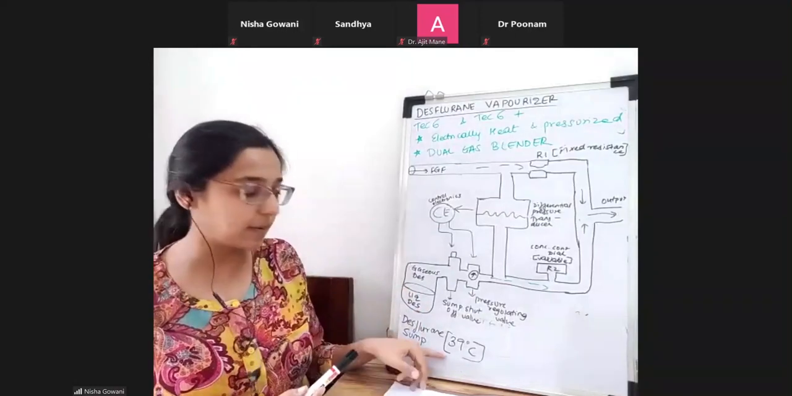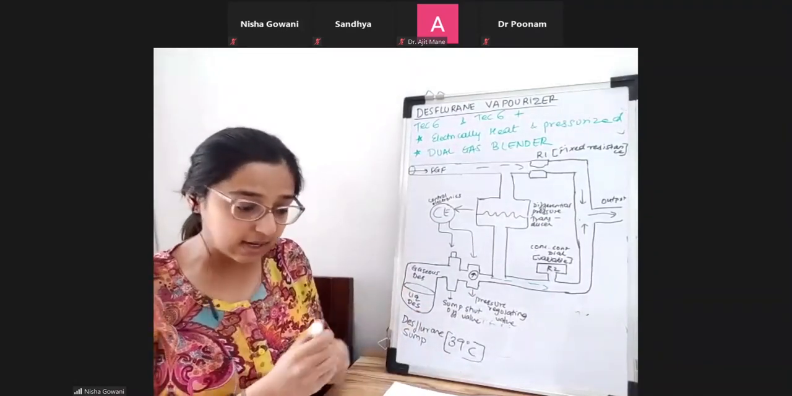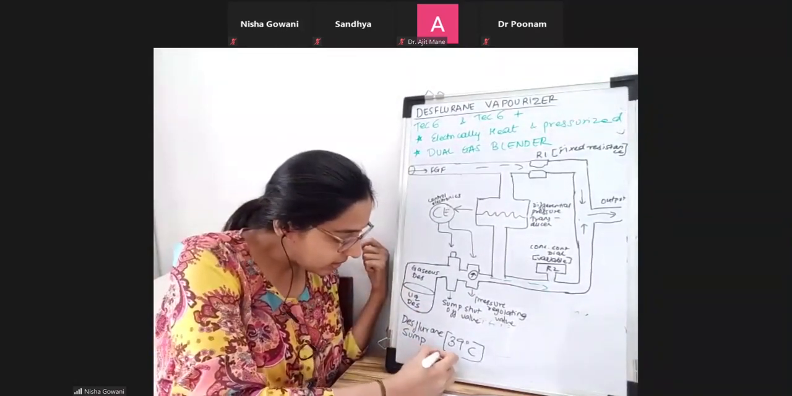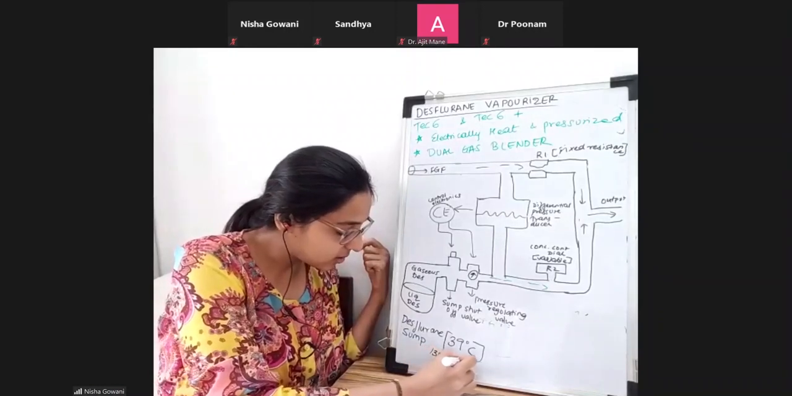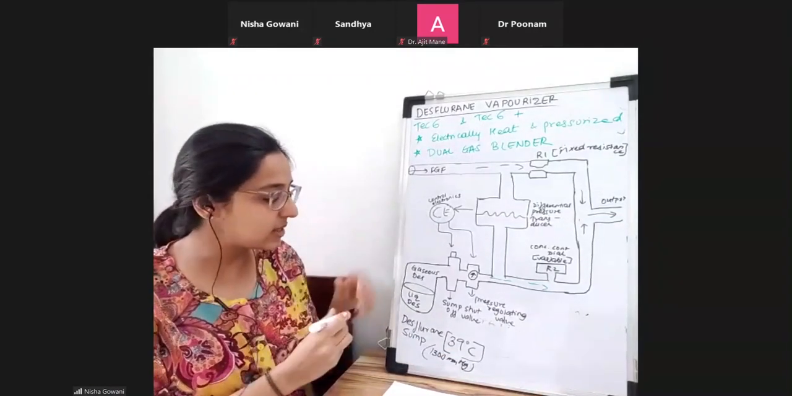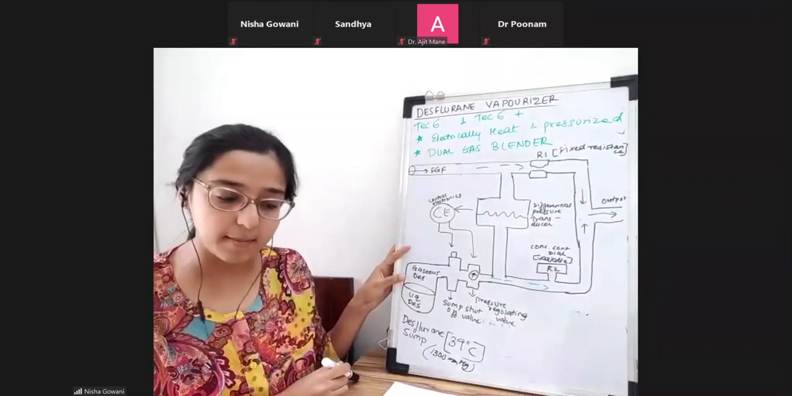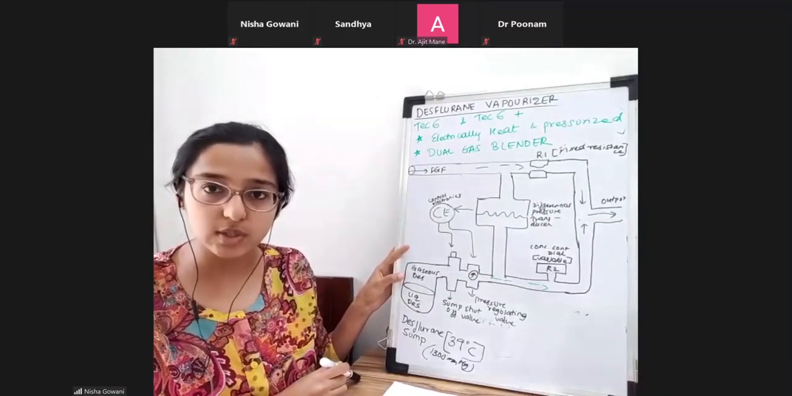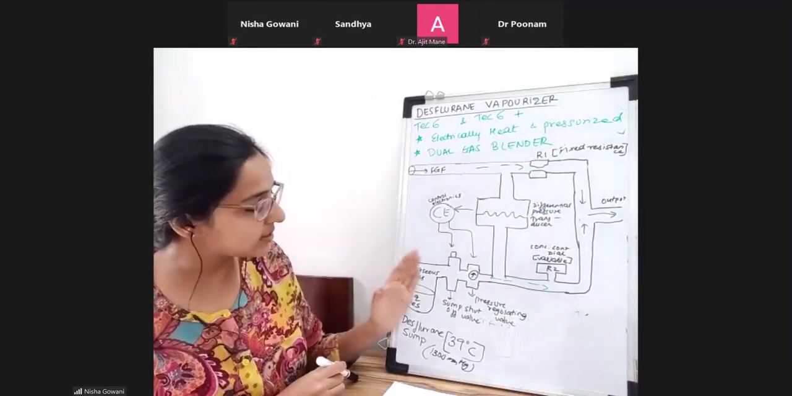So how much is the vapor pressure at 39 degrees Celsius? It is around 1300 mmHg. So the pressure inside over here is 1300 mmHg, which is almost equal to 2 atmospheres. Now what is there beyond this?